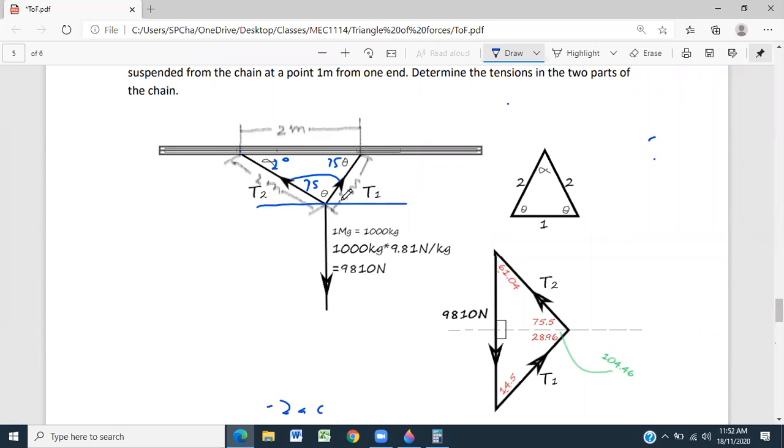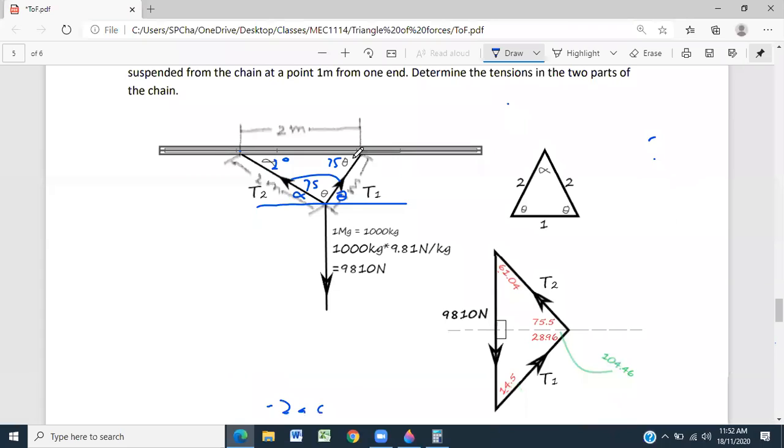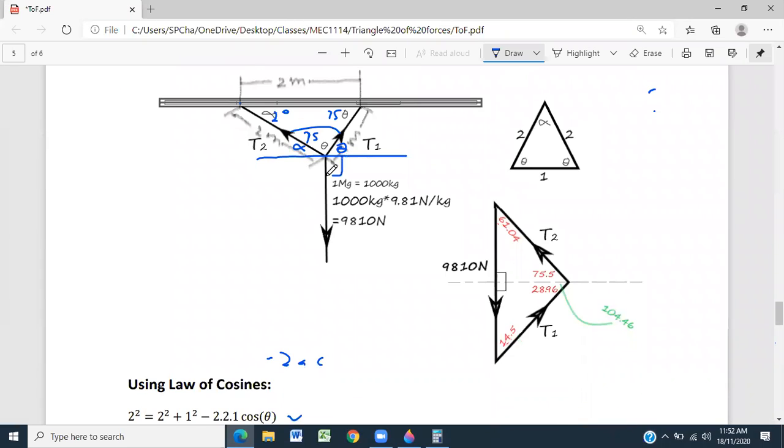So this here is also theta. And then this is a horizontal and this is a vertical, right? One mass, so the mass acts vertically down. So this here is essentially just 90. And you can find these angles here, 75 plus 90, and you find this angle here and this angle here, and you use Lami's theorem.